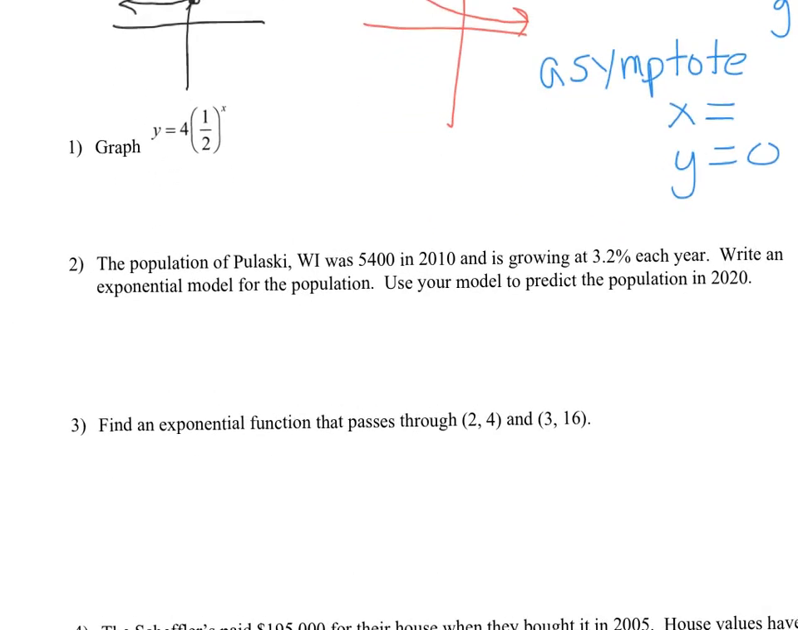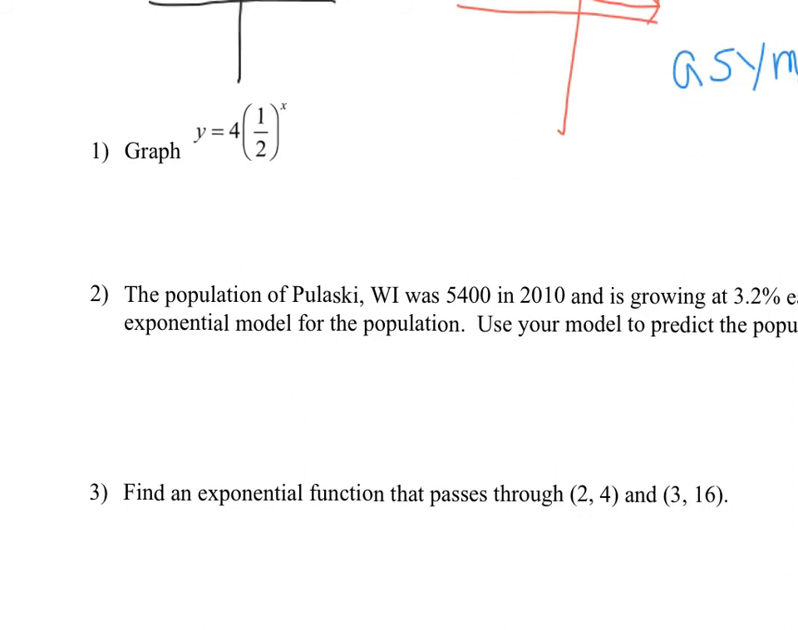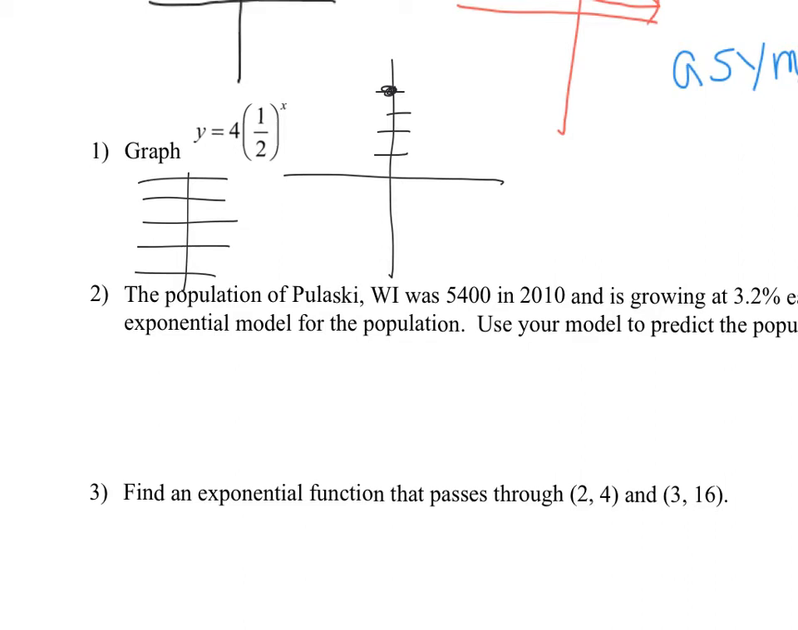So number 1, graph y equals 4 times 1/2 to the x. So let's use what we know about the y-intercept being 4. So I'm going to start there. And then we know it's going to decay because the growth factor is less than 1. So it's going to go sloping down. So what you can do is just make a quick table of values to graph it. So plug in -2, -1, 0, 1, 2 in for x.